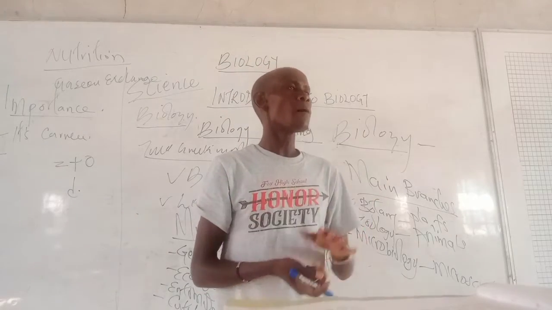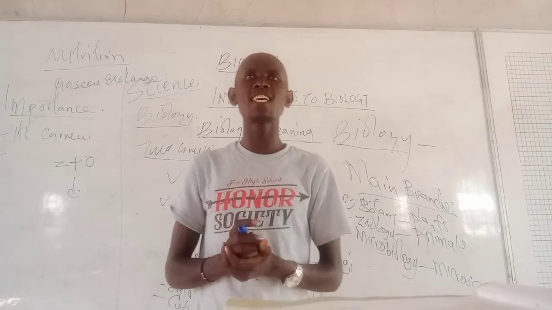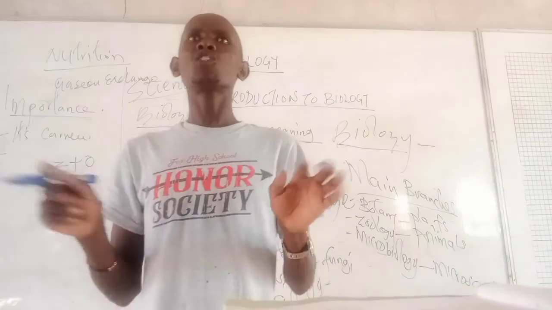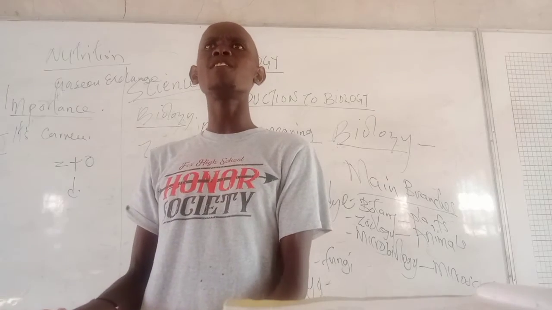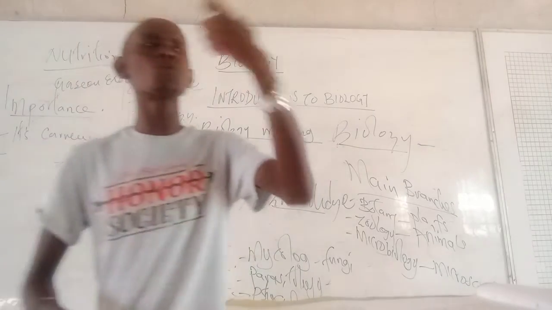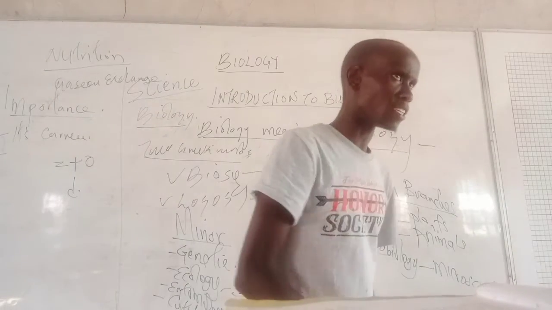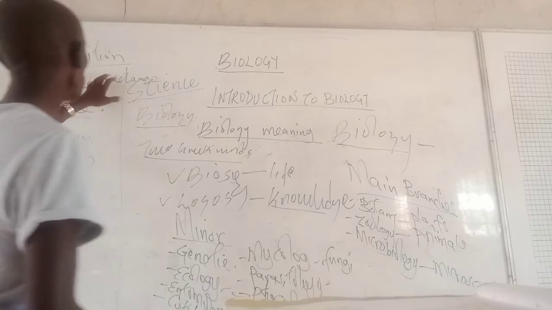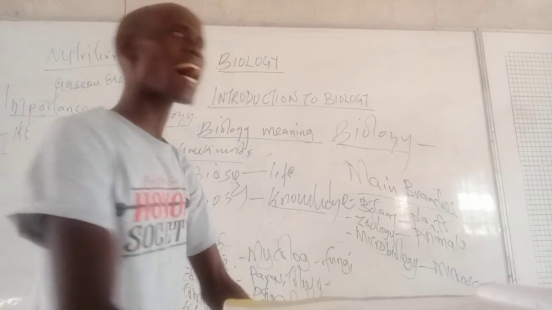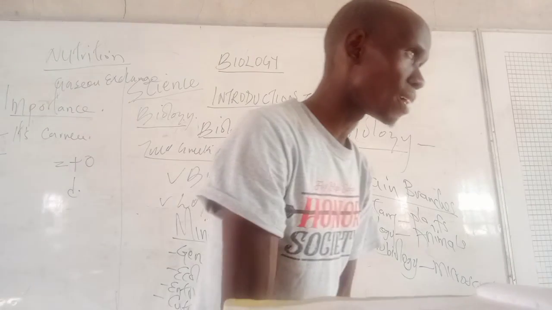We said biology is the study of living organisms, or simply you can say biology is the study of life. So being that biology is the study of living organisms, what are the characteristics that will distinguish living organisms from non-living organisms? The first one is nutrition, their ability to search for nutrients and utilize them. They have to look for the nutrients and they utilize them. Are we in agreement?